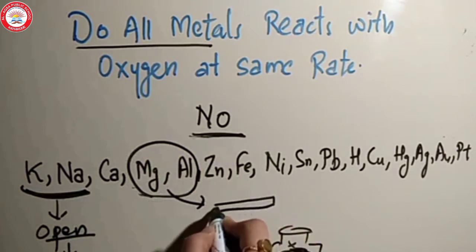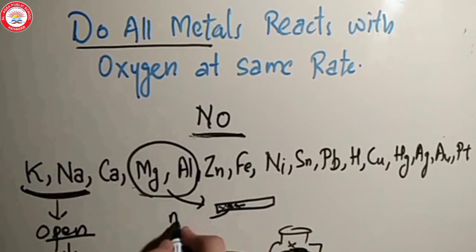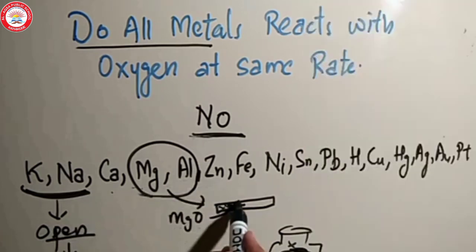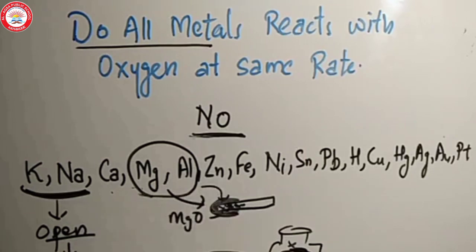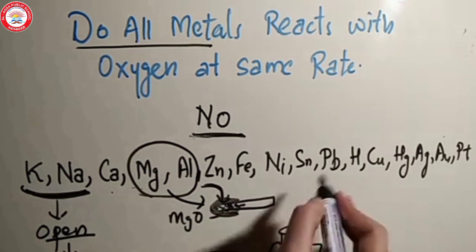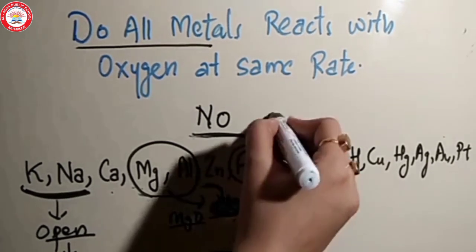The next one, we can discuss magnesium and aluminium. When we keep magnesium and aluminium, they form a covering. We have already seen in magnesium, isn't it? A covering of magnesium oxide will be there. That covering of magnesium oxide or aluminium oxide prevents further corrosion or further reaction with oxygen. So first they react with oxygen and a covering will be there, a magnesium oxide cover or aluminum oxide cover, and it prevents further oxidation.